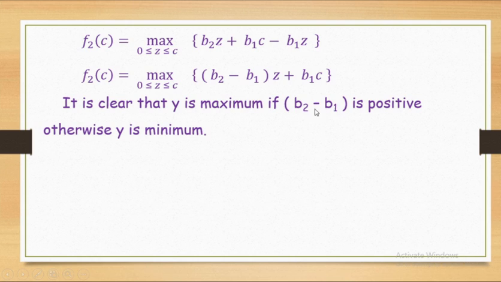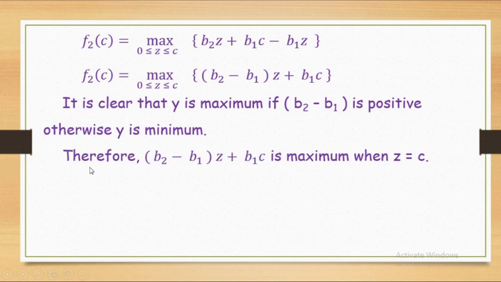b2 minus b1 is positive. If it is positive, then this b1c is positive. Addition of two positive numbers is positive. Hence we get a maximum value of this particular function. Otherwise this will be minimum. Y will be minimum.